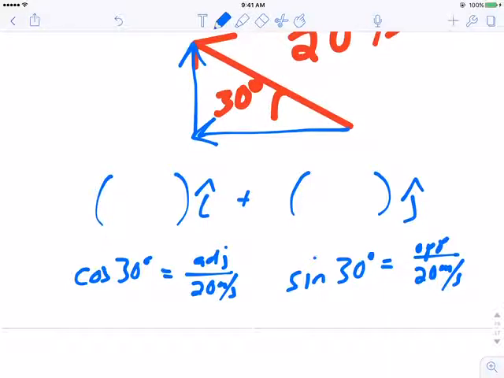The opposite side of this right triangle is on the y-axis, so that's going to be my j hat component. We're going to have to do some quick calculations here. If you multiply both sides by 20 meters per second, you'll find that the opposite side gives you a vector that's 10 meters per second long.